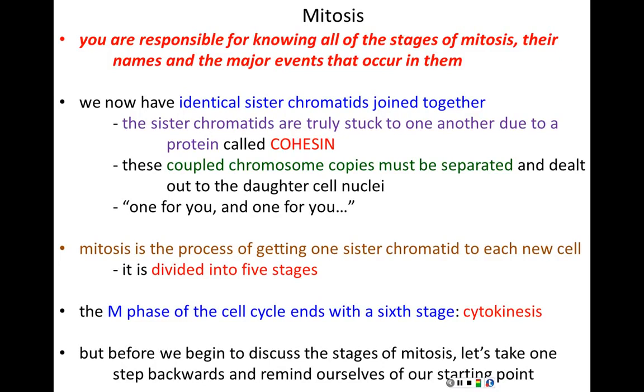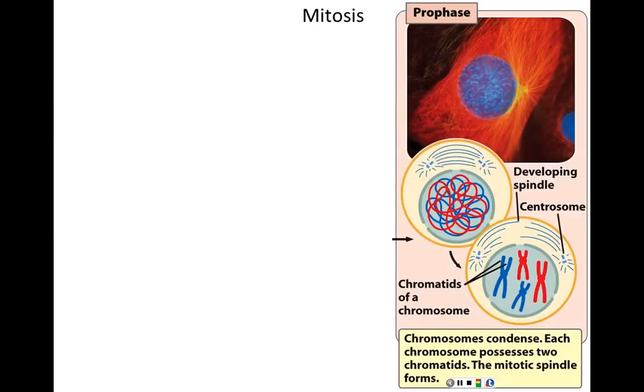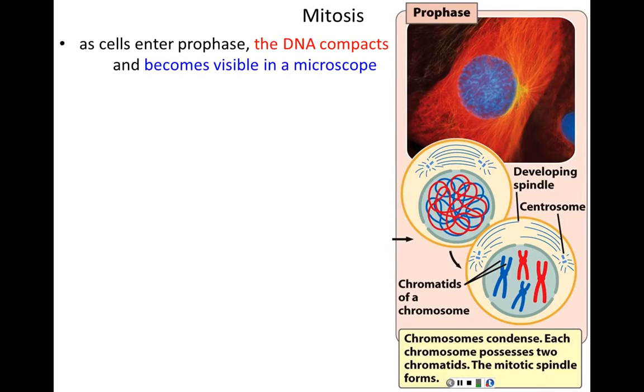Before we begin to discuss the stages of mitosis, I want to take just one quick step backwards and remind ourselves where we are. We're at interphase. Interphase is done. The DNA has been replicated. The nuclear envelope is still intact. The cells still have a nucleus. And the DNA has just started compacting into its very compact mitotic chromosome state. So our first true phase of mitosis is prophase. As cells leave interphase and enter prophase, the DNA fully compacts and for the first time becomes so compact that it's visible under a light microscope.